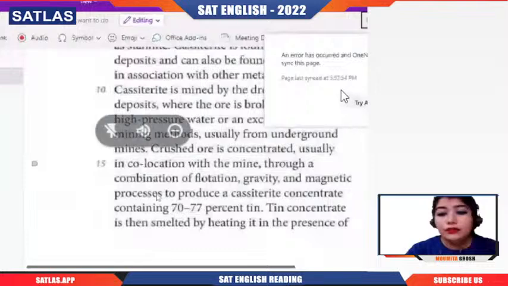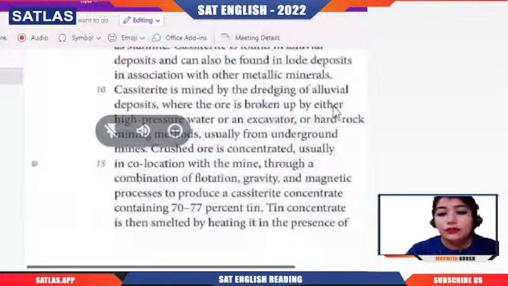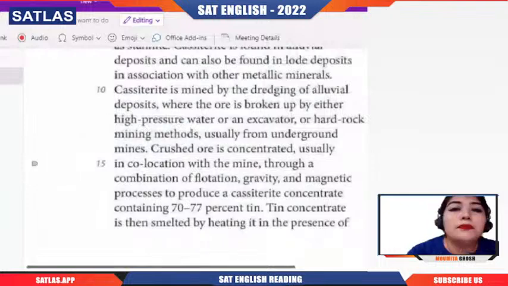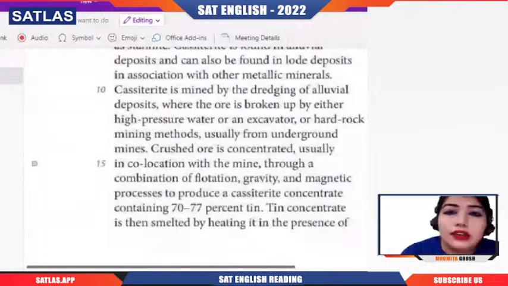And can anyone tell me an example of buoyancy? Have you heard of the term buoyancy? Buoyancy was discovered by Archimedes. Okay, so actually flotation is a buoyancy.